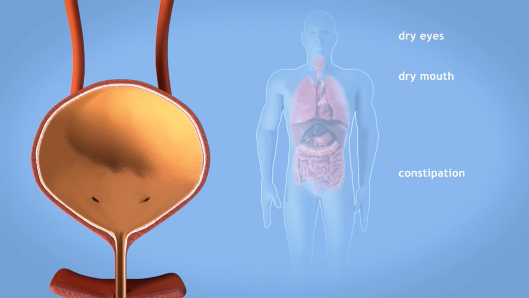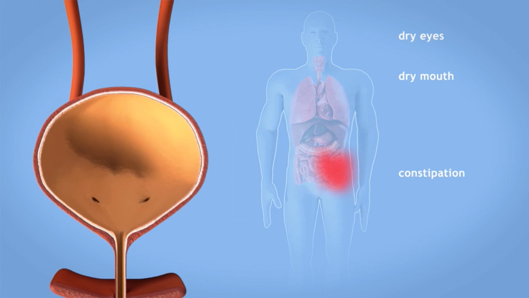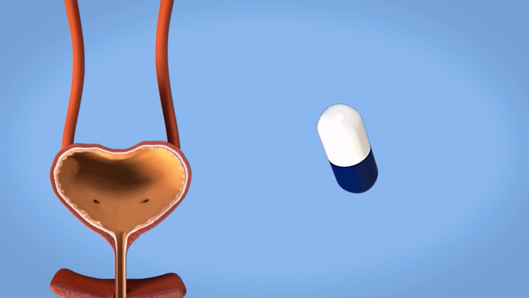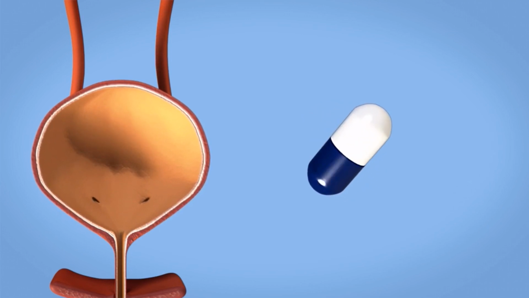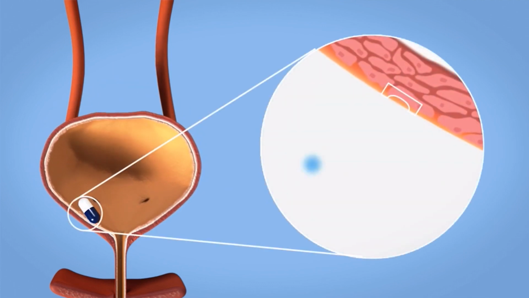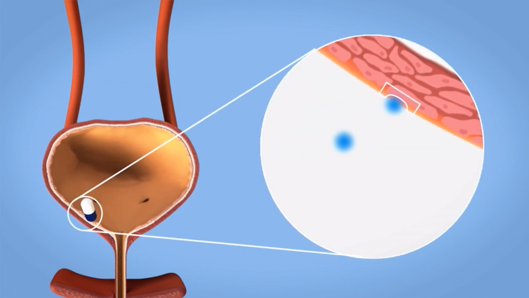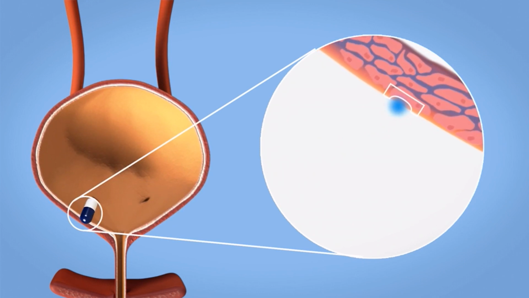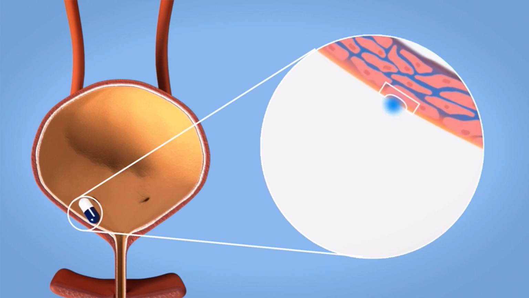Antimuscarinics also bind at other sites in the body, potentially causing side effects. The most common are dry mouth, dry eyes, and constipation, which can be managed by adjusting the dosage. Drug therapy with a beta-3 agonist is also effective for treating OAB and causes few side effects. The beta-3 agonist binds to another site on the bladder muscle, which then signals the bladder muscle to relax and stop contracting. As a result, your bladder capacity increases, and you will feel the need to urinate less often.